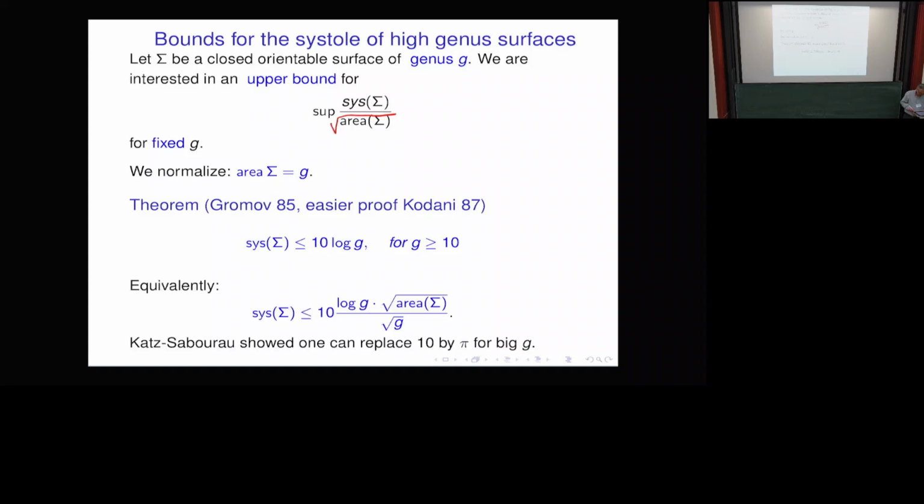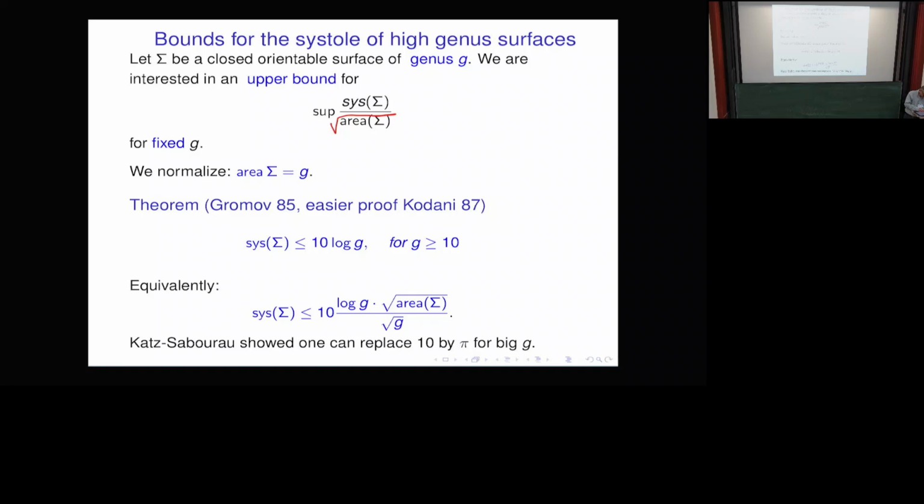And again, I can normalize and say, okay, since G, now G is the number of holes, the genus, right? So this is genus equals to 3. And now we have a similar theorem as before. The systole is less than some constant, 10 logarithm G for big G. So I'm not going to bother about small surfaces. And equivalently, I can do the same calculation as before. Let's see if I manage.